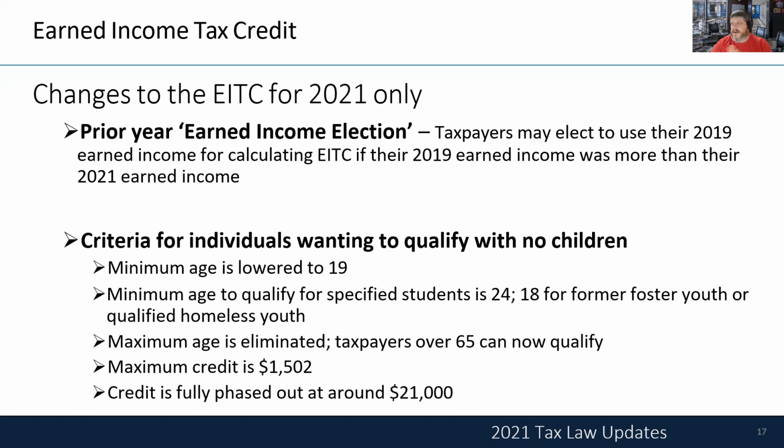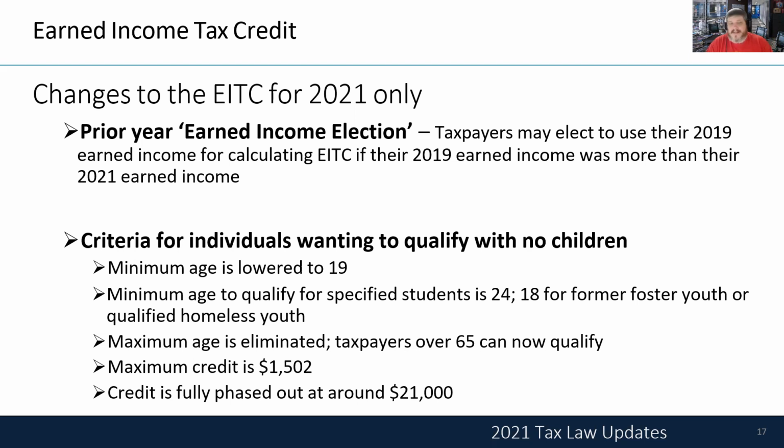So, prior year earned income election. Last year we were able to do this in 2020. If their 2020 earned income was less than their 2019 earned income, they could use 2019 to calculate EIC, right? We went through this whole thing last year.